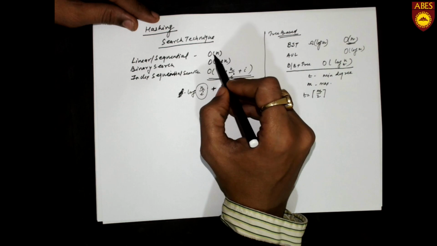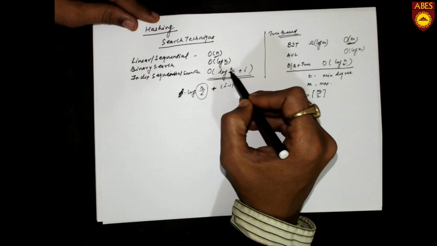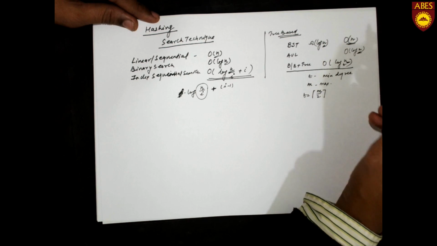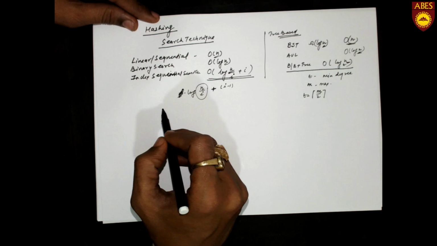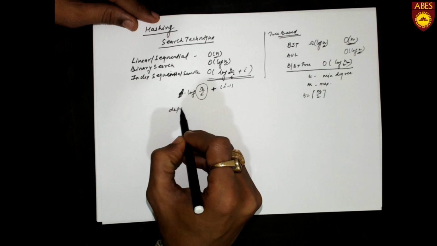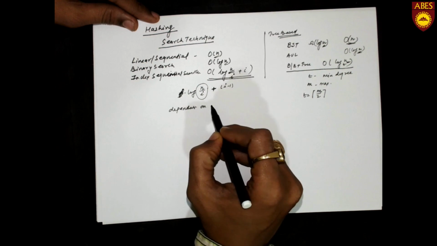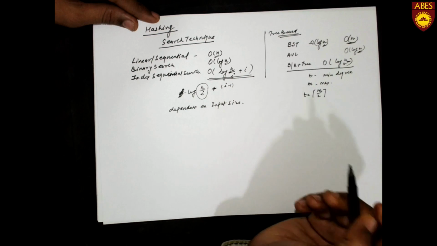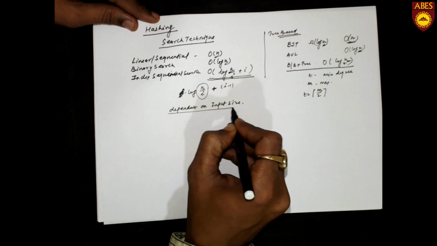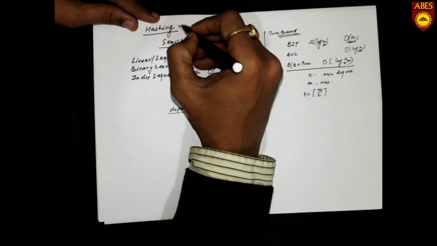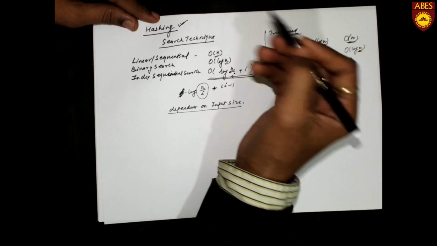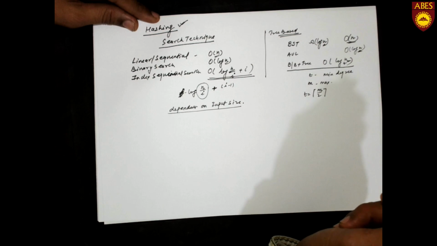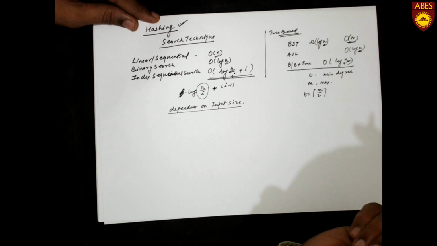Now you can see that all of these techniques are performing the search operation in some order of n. It means the search complexity is dependent on input size. If I do not want my search complexity to be dependent on the input size, then I have a technique, hashing. It means hashing is a technique in which how many elements we have in the table has no effect on the search complexity.